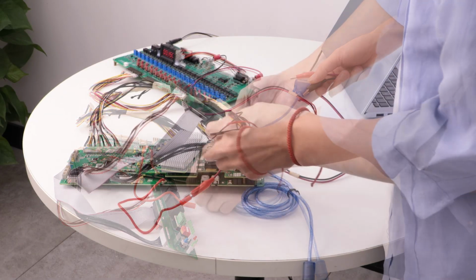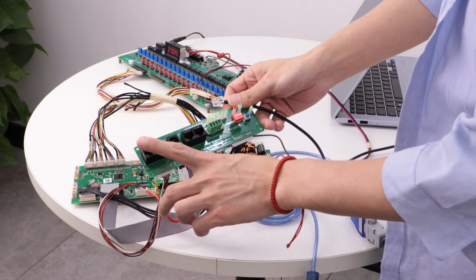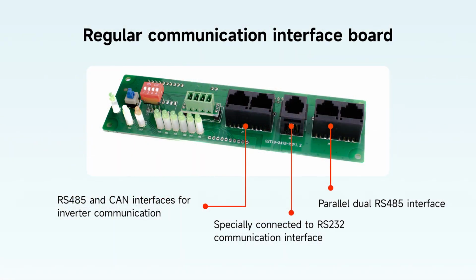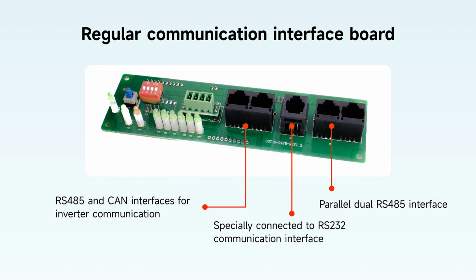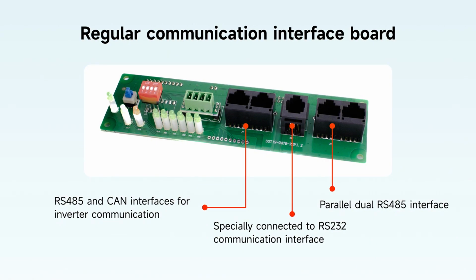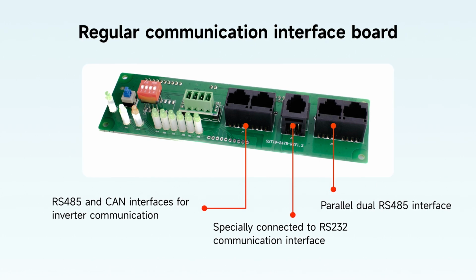Today we will introduce how to operate the PACE host computer for our household BMS. This is a conventional interface board. There are 5 interfaces in it. They are the parallel dual 485 interface, the 232 interface specially connected to the host computer, and the 485 and CAN interfaces corresponding to the inverter communication. This video is mainly for host computer communication.